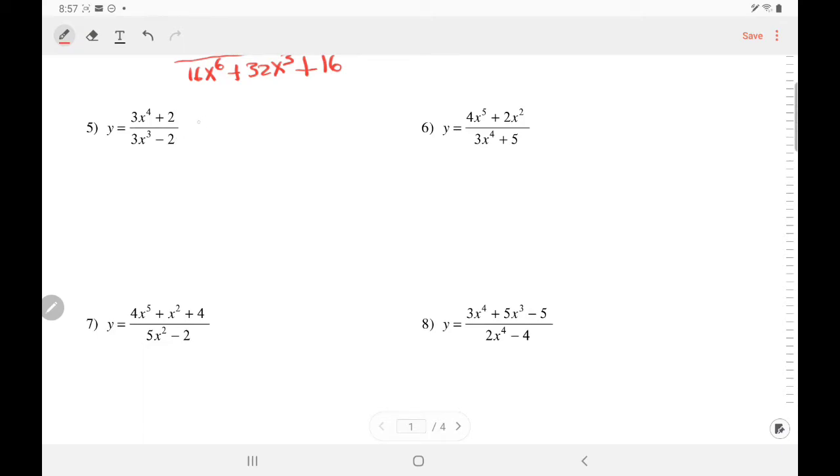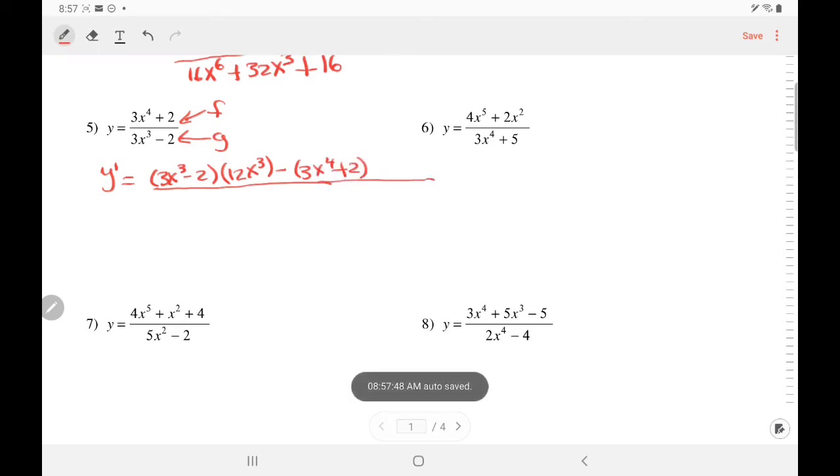Try number 5. Now we have a bigger function f and g. The derivative of y equals the low function g, so 3x cubed minus 2, times the derivative of f, 12x cubed, minus function f, 3x to the 4th plus 2, times the derivative of g, which is 9x squared, using the power rule. And the denominator is just g squared.